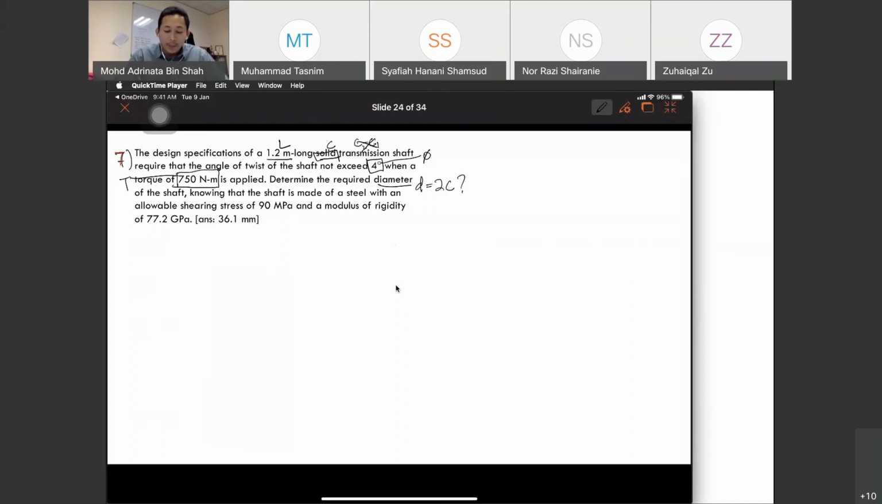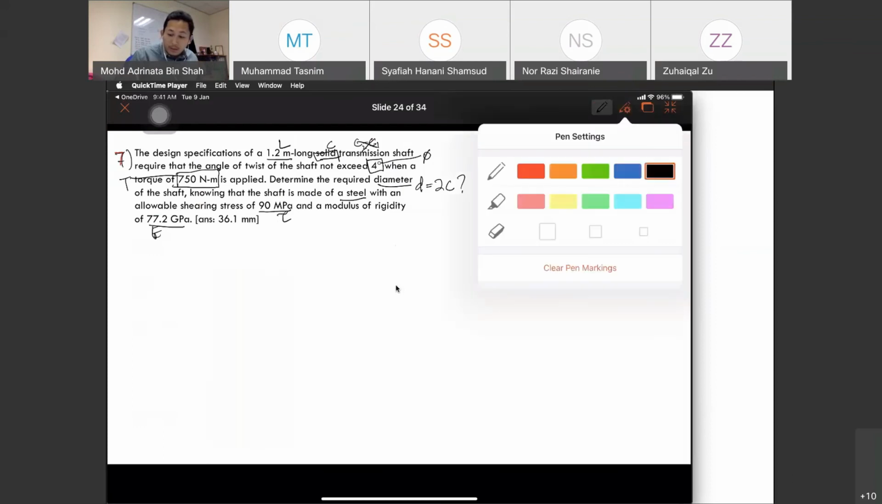Require the diameter of the shaft, knowing that the shaft is made of a steel with an allowable shearing stress of 90 megapascal and a modulus of rigidity G. Sorry, bukan E. G.